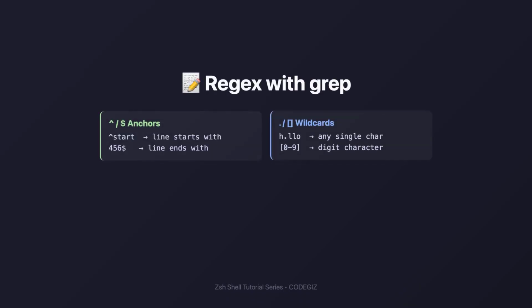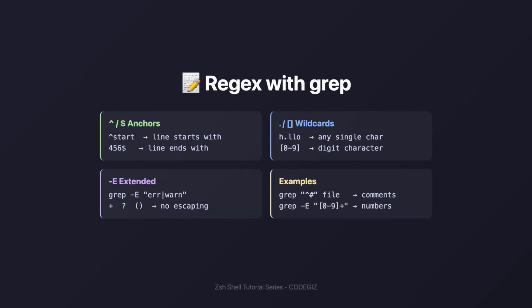Grep supports regular expressions for powerful pattern matching. Caret matches the start of a line, $ matches the end. A dot matches any single character, and brackets define a character class. Use -E for extended regex with pipe, plus, and question mark. Let us create a script to explore regex with grep.